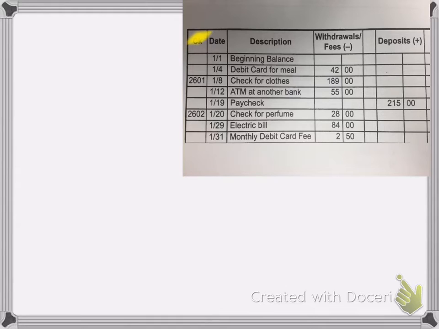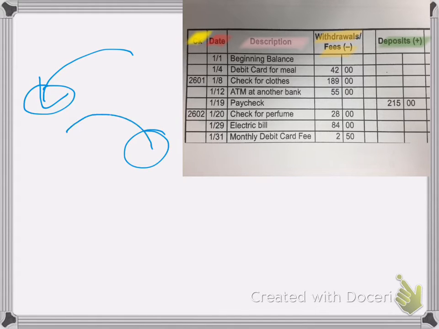We've got the date. We've got the description. And we've got over here deposits and withdrawals or fees. Okay? Remember, deposits are things that we are putting into. Withdrawals are things that we are taking out of. So we are adding and subtracting.